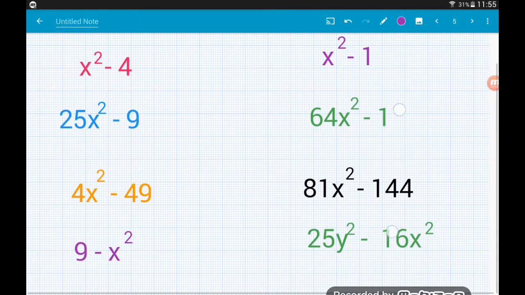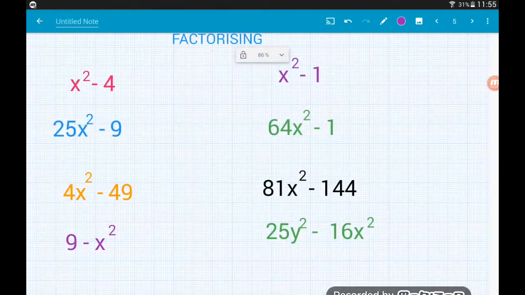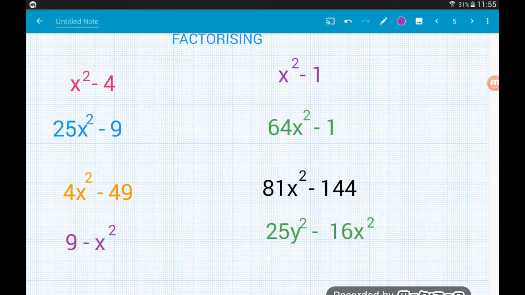So what about factorising then? All of these here are examples of differences of two squares. Now this comes in really handy sometimes for simplifying algebraic fractions. Sometimes you might even just be given a quadratic that is a difference of two squares, and you would just be asked to factorise it. So how do we spot that we've got a difference of two squares?